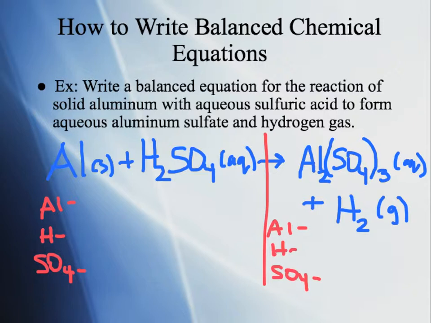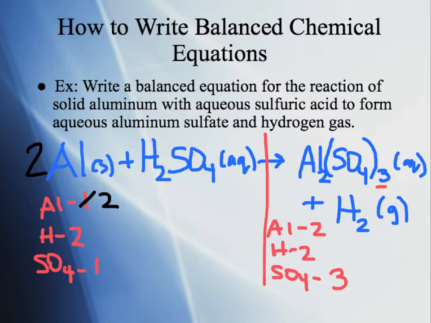All right, so on the left side, we have 1 aluminum. On the right side, we have 2. On the left side, we have 2 hydrogens. On the right side, we have 2 hydrogens. On the left side, we have 1 sulfate group, but on the right side, we have 3 sulfate groups, because of that 3 here. All right, so let's take a look at balancing them. First off, we have 1 aluminum on the left and 2 on the right. So if we put a 2 out front here, we can change that to a 2 and balance the aluminums.